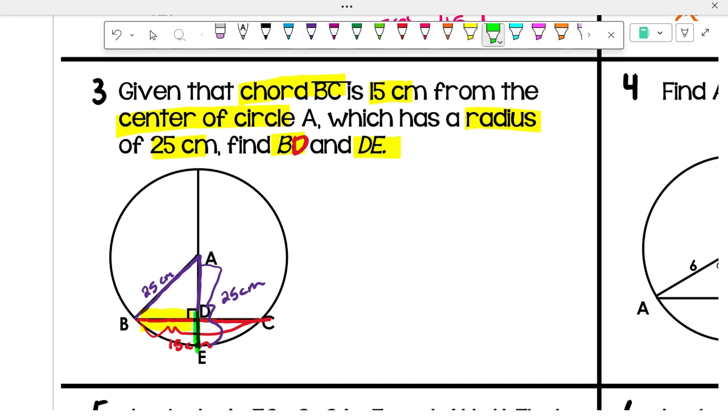So which segment do you think will be the easiest to find? BD or DE? BD. Why? It bisects. Good. So if we know that BC is 15, how do I find BD? Divided by 2, because these are equal pieces. So BD is equal to 15 divided by 2, which would be 7.5. So this would be 7.5 centimeters for BD. So I want to label it right here.